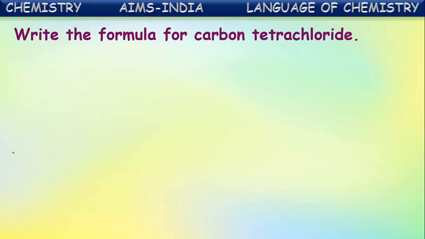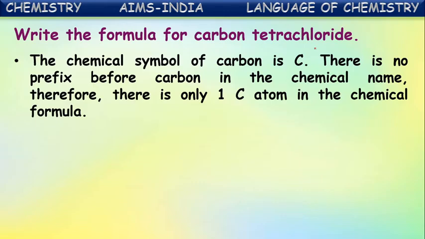In the reverse, if you are asked to write the formula of carbon tetrachloride. The chemical symbol for carbon is C. There is no prefix before carbon in the chemical name. Therefore, there is only one carbon atom in the chemical formula. In the reverse, we are trying to write the formula from the given name. So first, what do we write? The first non-metal element. What is it? It is given as carbon. We know the symbol of carbon is C, and nothing is mentioned in front of this name. It represents one carbon atom. So in the formula, there will be only one carbon atom. C should be written. Okay.